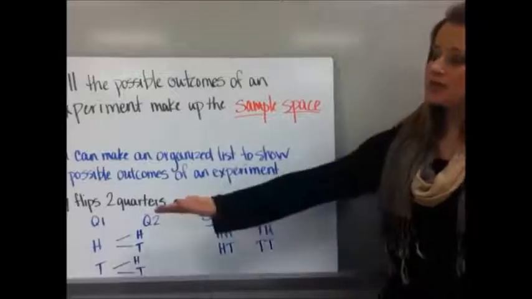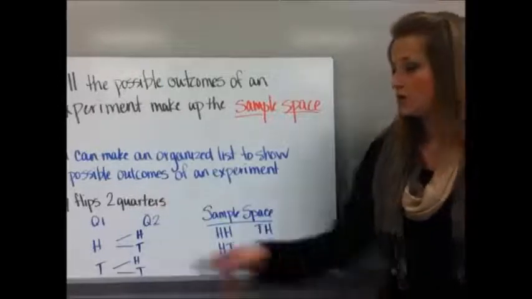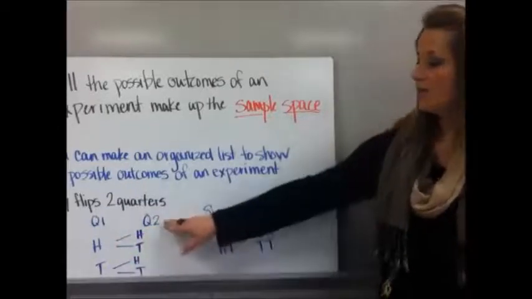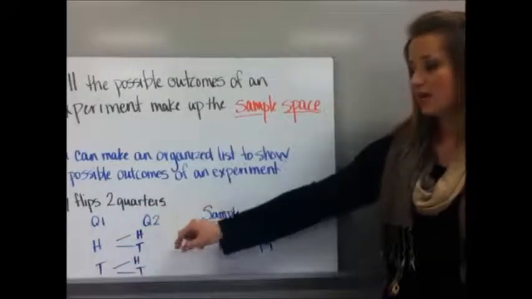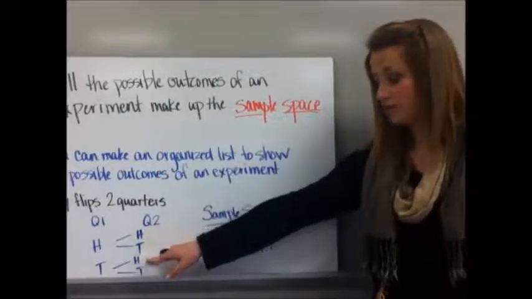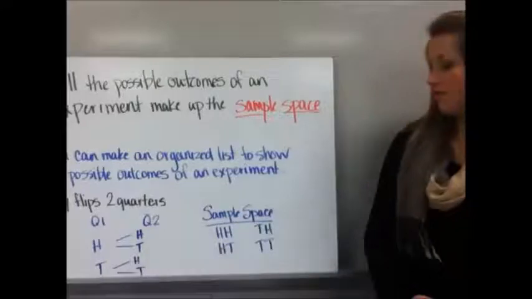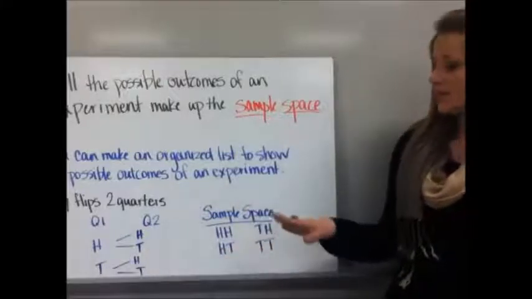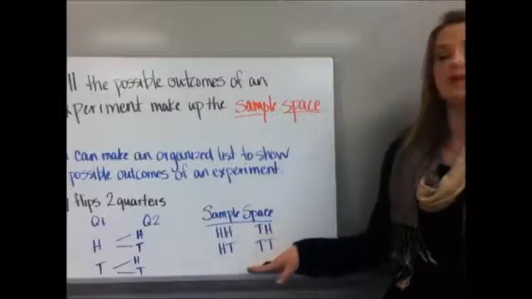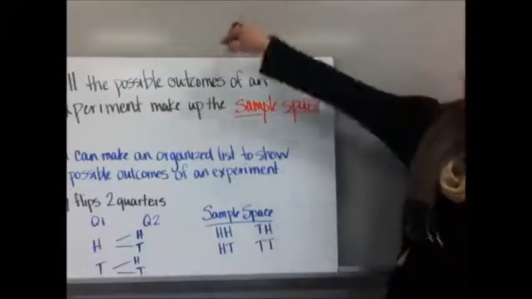So our experiment is Lucy flipping 2 quarters. For quarter number 1, she could land on heads or tails. And then for the second quarter, the second event, she could have heads and tails with a head first, or heads and tails with a tail first. So the organized list, the sample space, could be heads heads, heads tails, tails heads, and then tails tails.